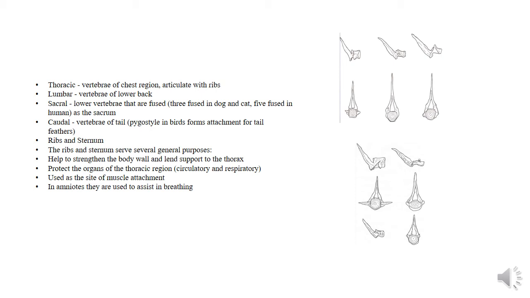Ribs and sternum. The ribs and sternum serve several general purposes: help to strengthen the body wall and lend support to the thorax, protect the organs of the thoracic region, circulatory and respiratory system, and are used as the site of muscle attachment. In amniotes, they are used to assist in breathing.